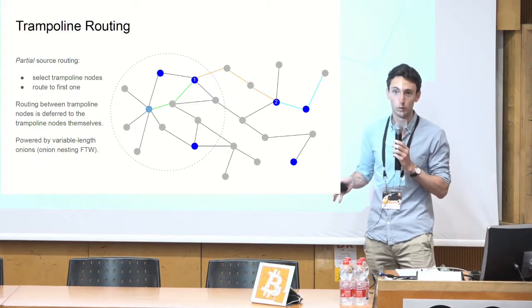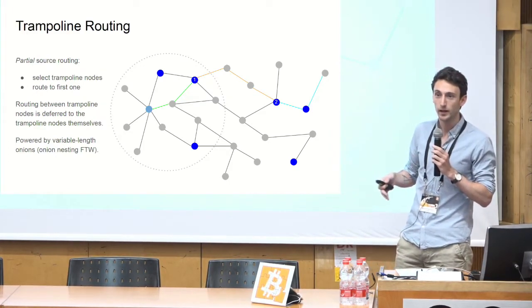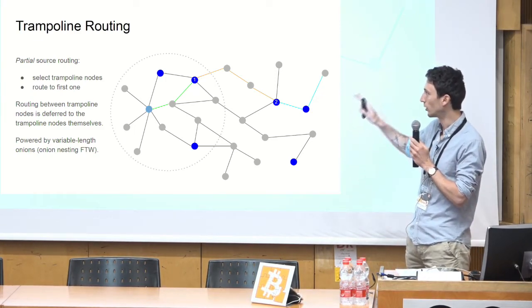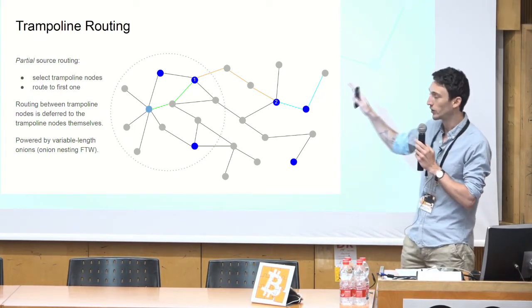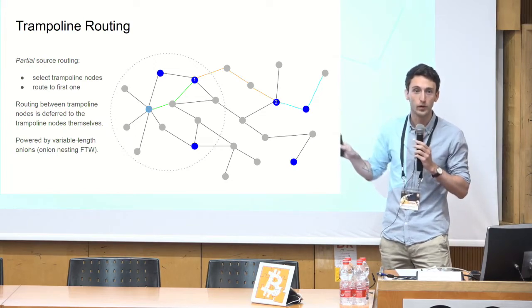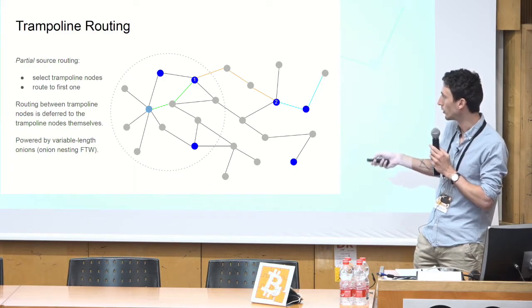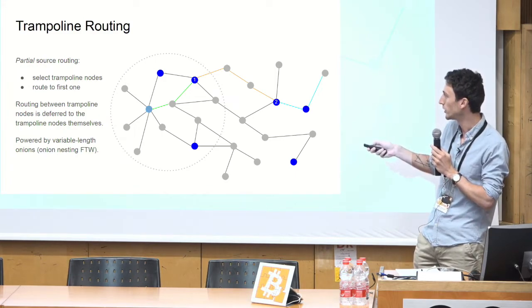That brings me to our idea, trampoline routing. And it starts with what I said. Instead of syncing the whole network, we're just going to sync a small portion of the network. For example, in this graph, we chose to sync only our 2 radius neighborhood in the circle here. We are that node here.